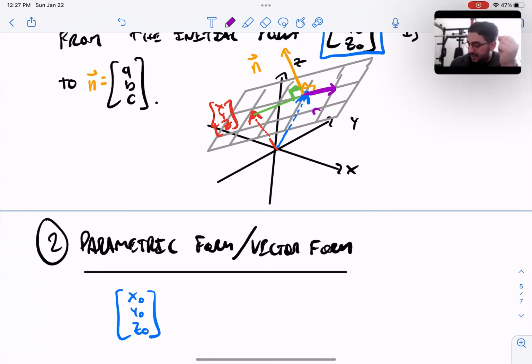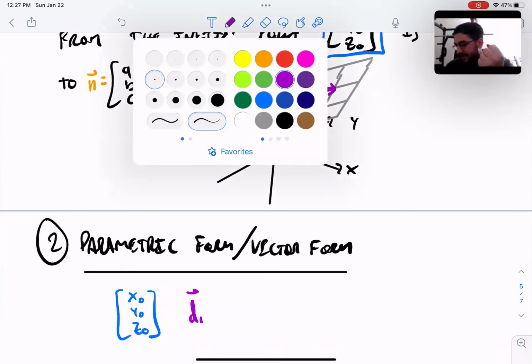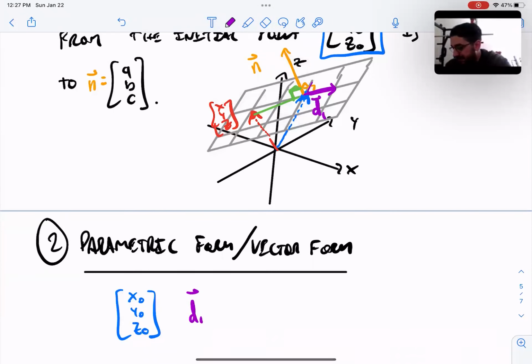I'll call that, say, D1. And then pick another direction that we can call D2. I'll do that in purple also. And they kind of look perpendicular to each other here. They don't have to be. D1 and D2 both have to be perpendicular to N. They don't have to be perpendicular to each other. So pick D1 and D2.